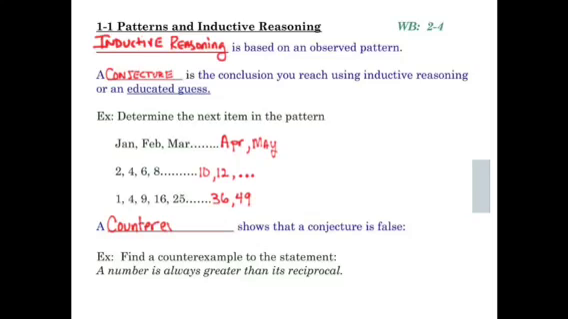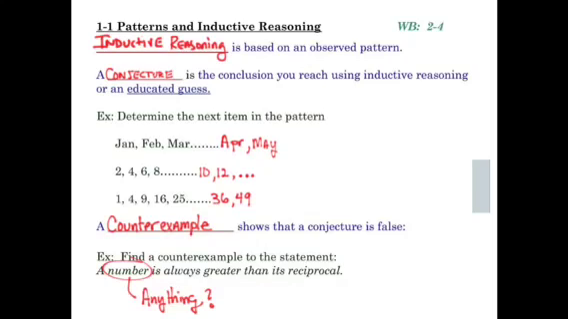So a counterexample is something that shows a conjecture to be false. We might think that we have the pattern figured out, but we don't. And so we can make counterexamples that disprove a conjecture. So we have: a number is always greater than its reciprocal. The reciprocal, right, is 1 over the number if we flip the fraction.